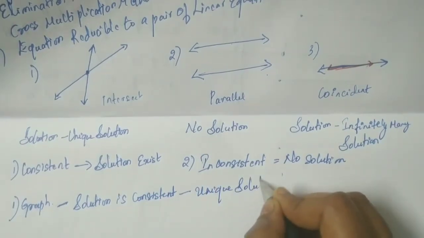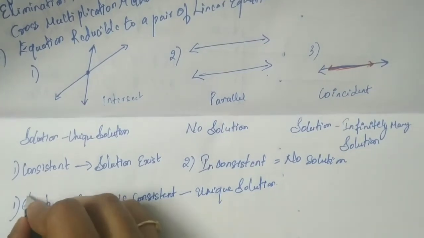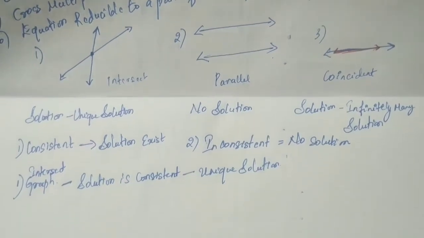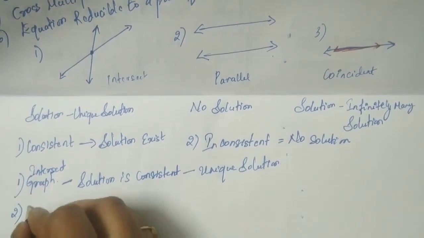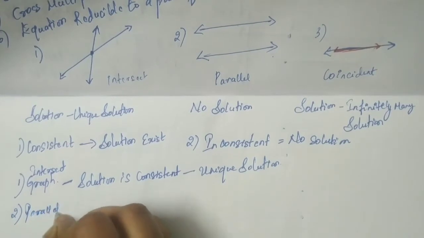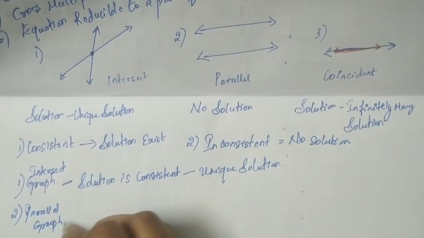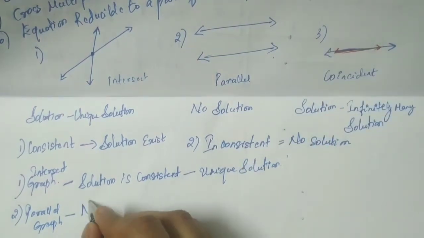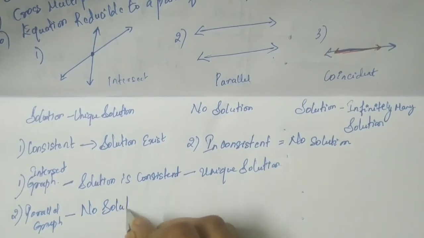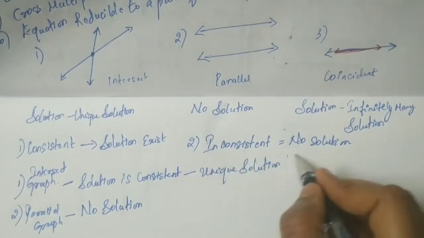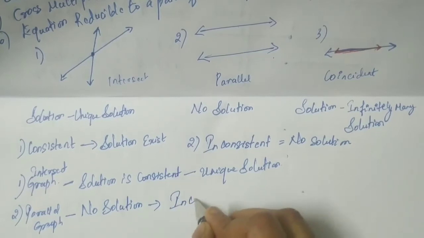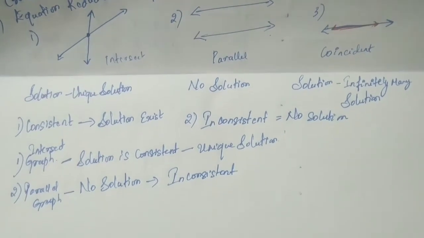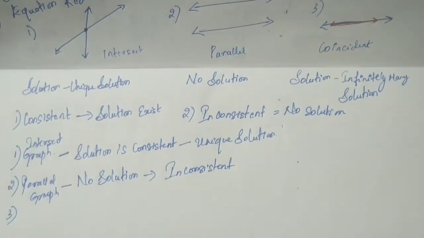For the intersection, the solution is consistent. You can see both the lines are intersecting at only one point, so we say it is a unique solution. Next, parallel. When I say parallel, there is no relation between the first and second line. If there is no relation, there is no solution. Since there is no solution, it belongs to the category of inconsistent.